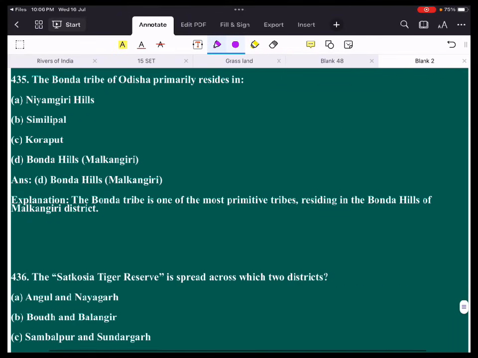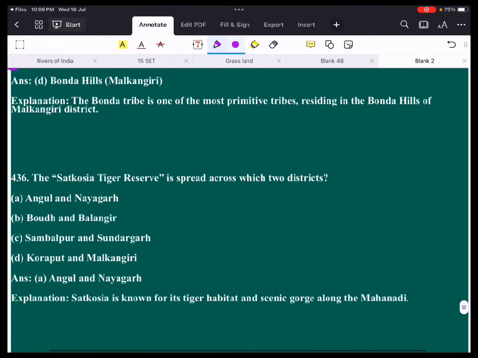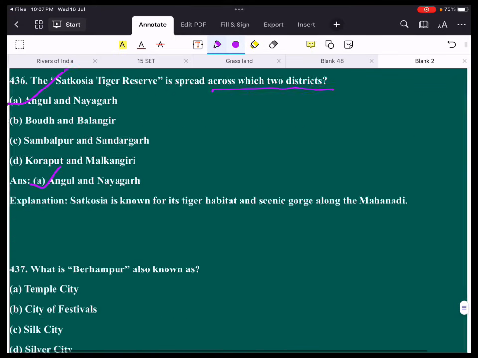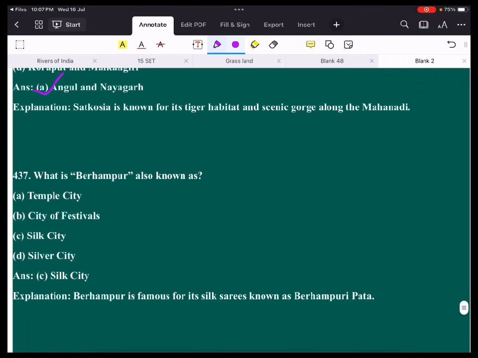The Bonda tribe in Odisha primarily resides in Bonda Hills. Option D, Bonda Hills in Malkangiri. The Satkosia Tiger Reserve is spread across which two districts? That is Angul and Nayagarh, option A. What is Berhampur also known as? That is Silk City, option C.